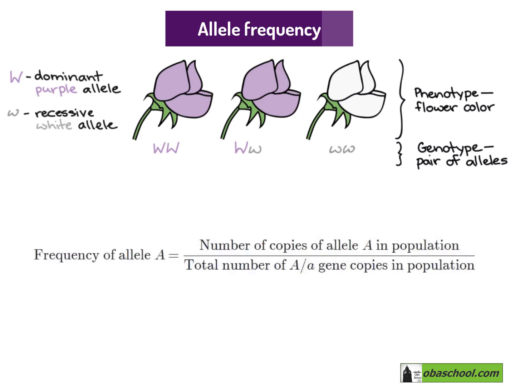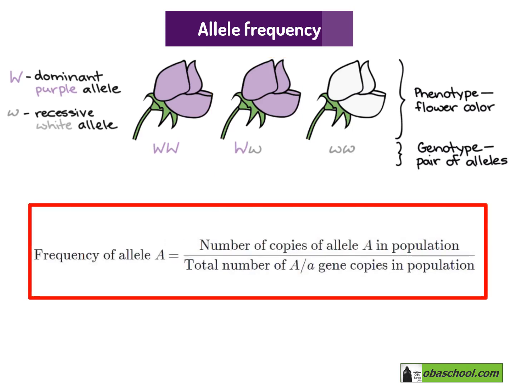So, in general, we can define the allele frequency as: frequency of allele capital A equals the number of copies of allele capital A in a population divided by the total number of capital A and small a gene copies in the population.